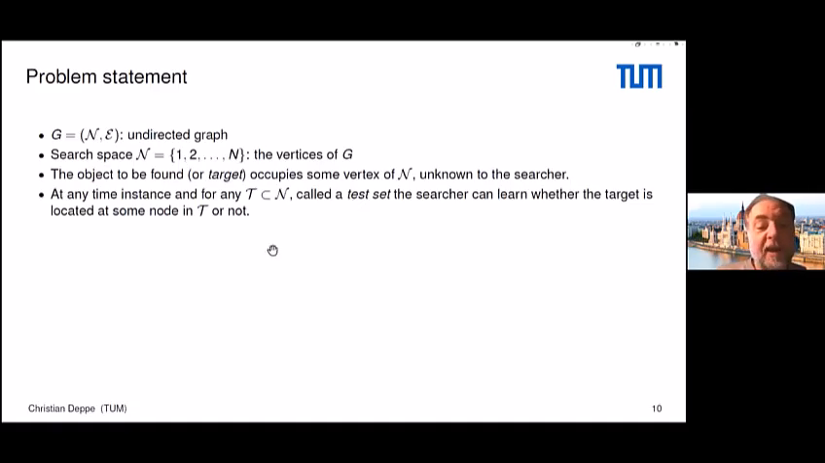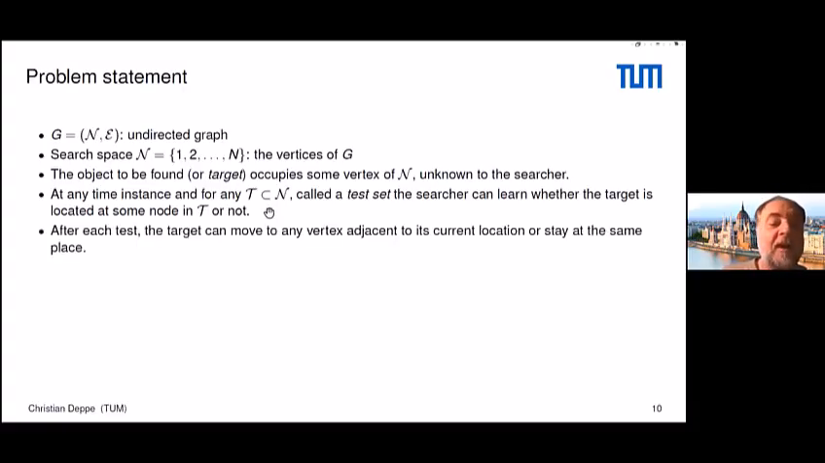Again, we assume the simplest case. We can ask for every subset of this n here, and then we get an answer: the object is there, or the object is not there. But after this answer, the target could be moved. It could be moved along one edge, so it can escape somehow.